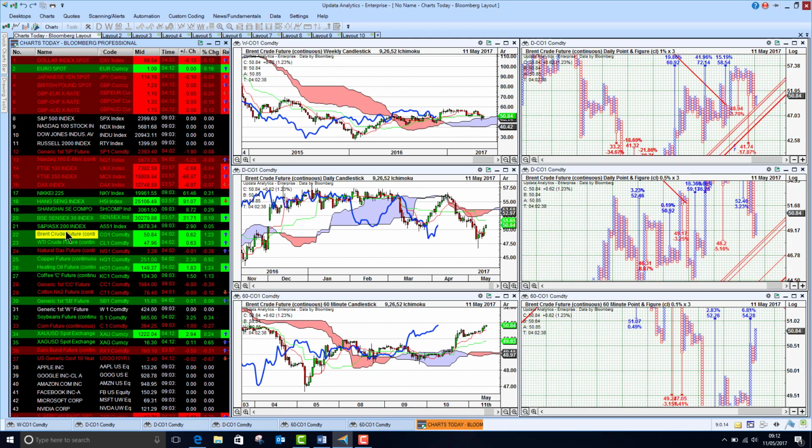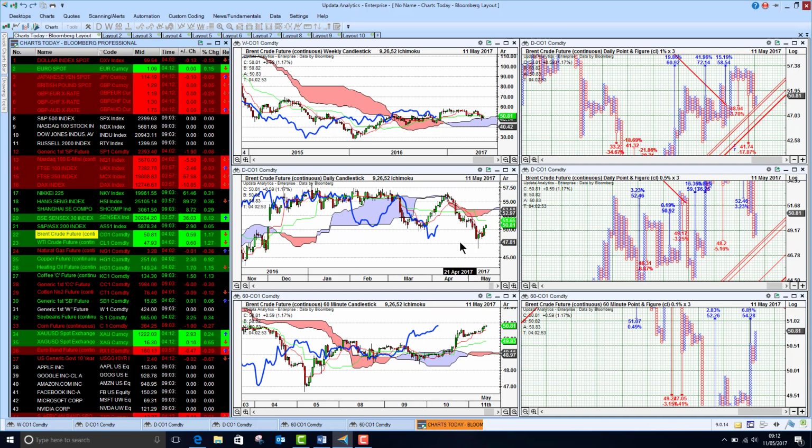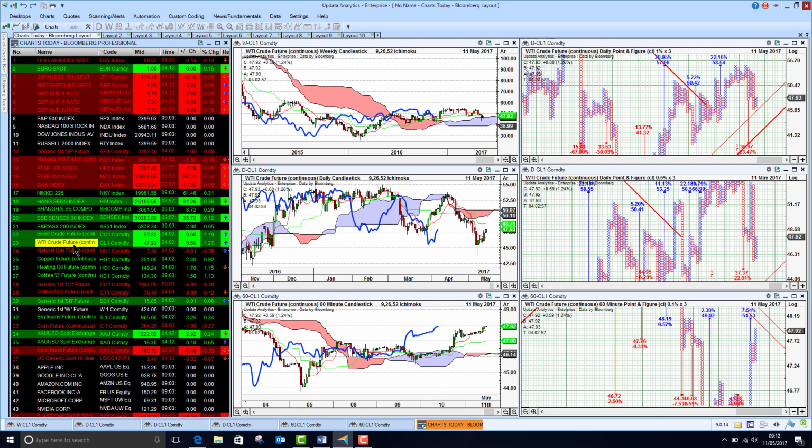Brent crude is back above $50, so we've crossed through the cloud. We're back into bullish territory in the short term, but we are seeing a pattern now on the daily chart. Here we see the low, then a high, a lower high, then a lower low. This is classic Dow theory, falling away lower. So it's not looking great for Brent at the moment, nor WTI.